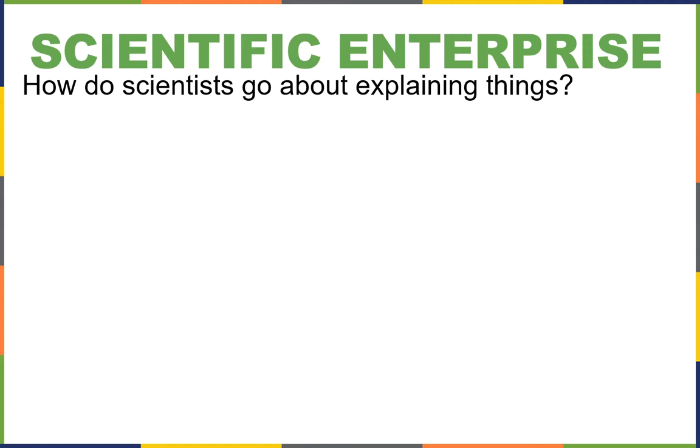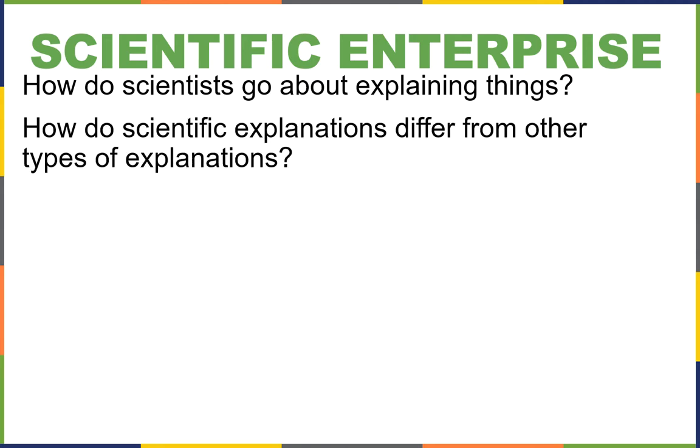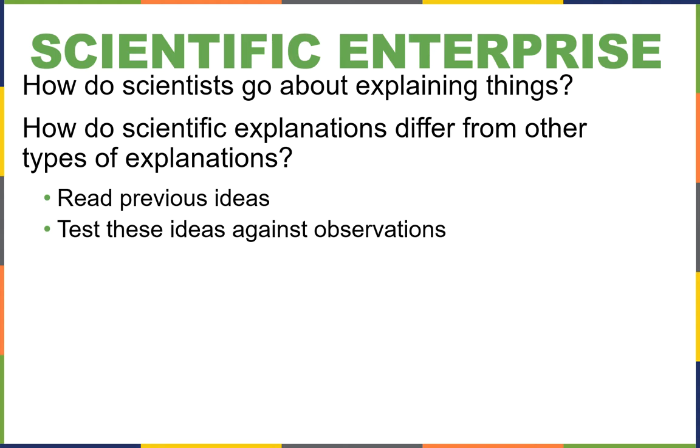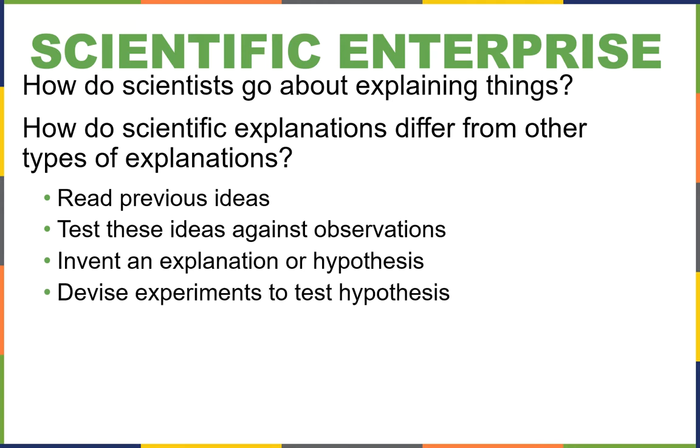So how do scientists explain things? Well, we need our explanations to be based on previous knowledge. Remember I said based on scientific ideas. So you read other people's ideas. Then after you've read those ideas, you're going to test to see if what you're observing matches those ideas. Invent an explanation. Of course, we're talking devise experiments to test it. Report the results.